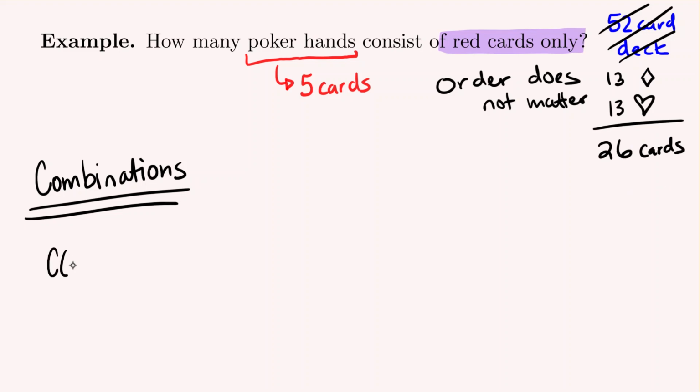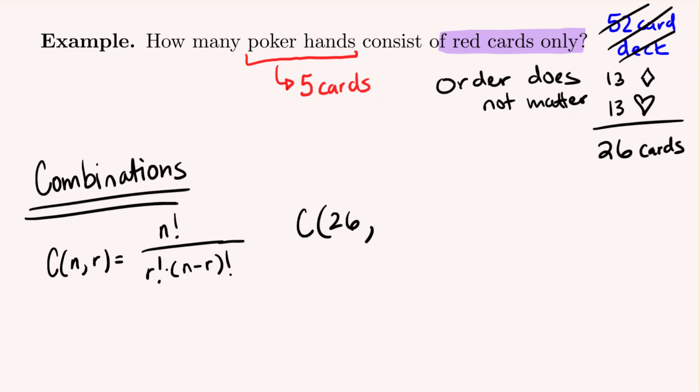So we know our general combination formula. We always write that down off to the side. One, it's helpful just to have this visually close by for reference. Two, the more times you write it, the easier it will be to remember the formula. So for our particular example, we were starting with 26 cards because we're only using red cards. That's why we're using 26 instead of 52.